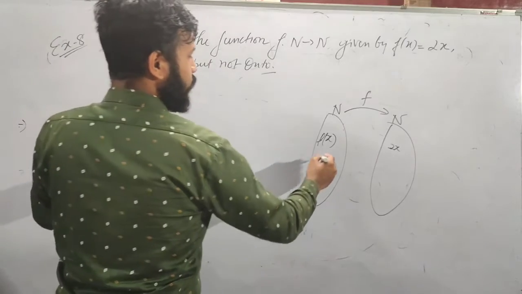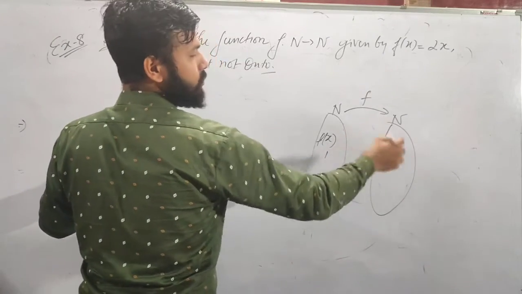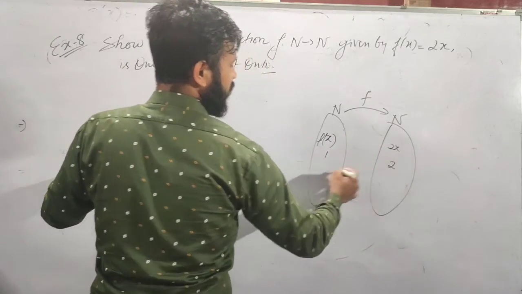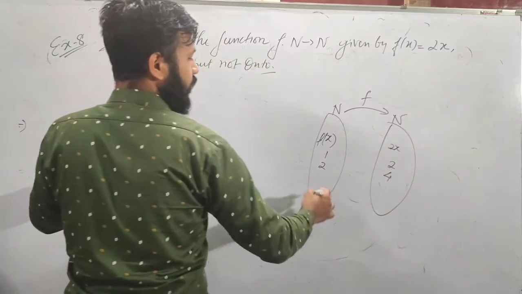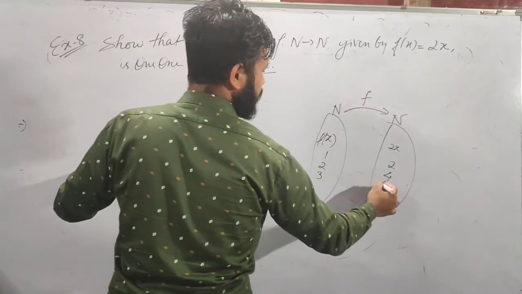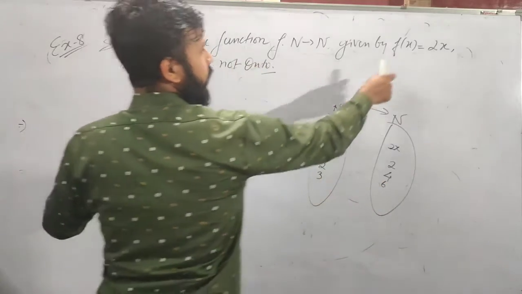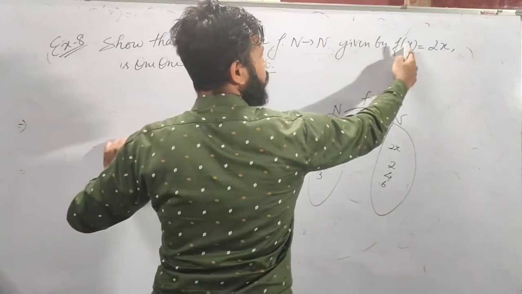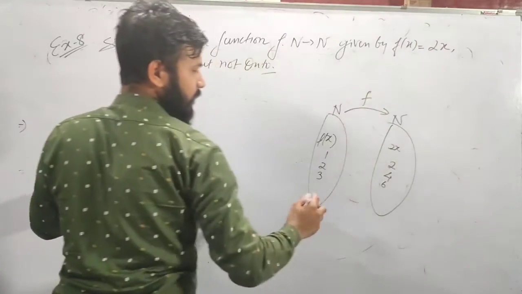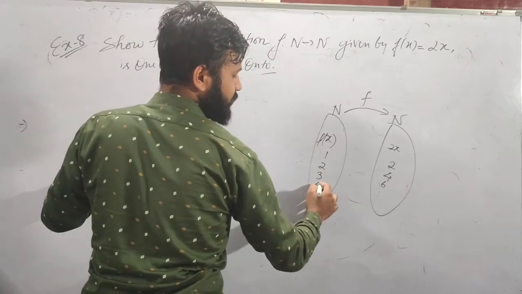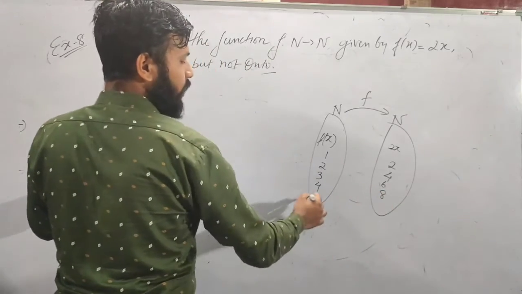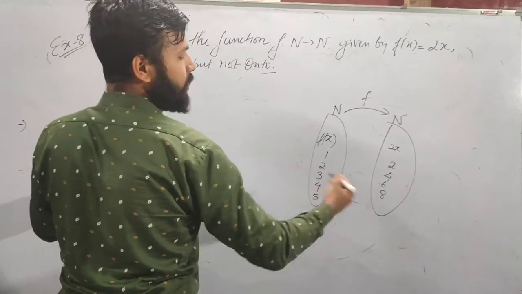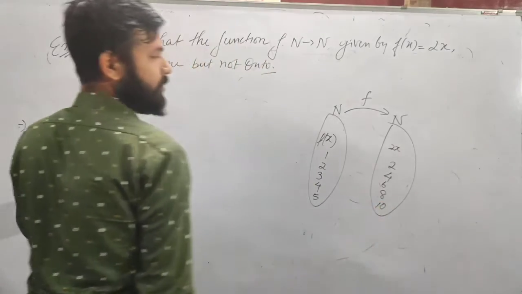So for example, if I take 1, what is the image of 1? I will get 2. If I take 2, I will get 4. If I take 3, I will get 6. Because f(x) is equal to twice x, if I put x, I will get double of x. So if I put x as 4, I will get 8. Same thing, if I put x as 5, I will get 10.